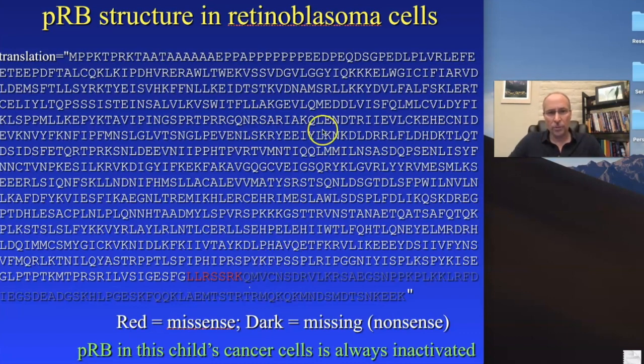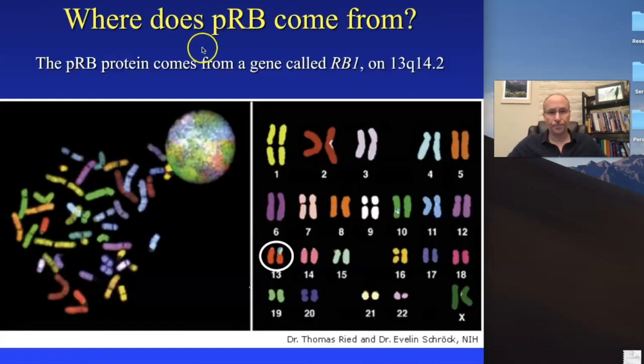So this comes from a DNA sequence somewhere. We've seen this again. This sequence of amino acids comes from a sequence of nucleotides on DNA. What is that sequence? Well, first we have to know where the gene is. Where is the gene that produces this protein? The answer is we know. We know exactly where it is. The gene that produces the pRB protein is a gene called RB1, and it is on 13q14.2.